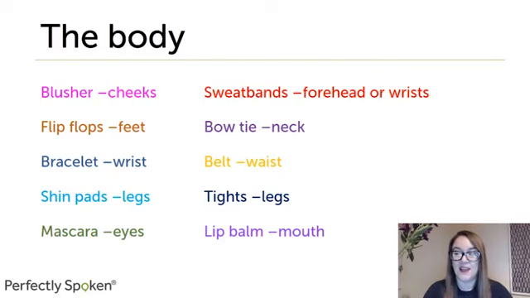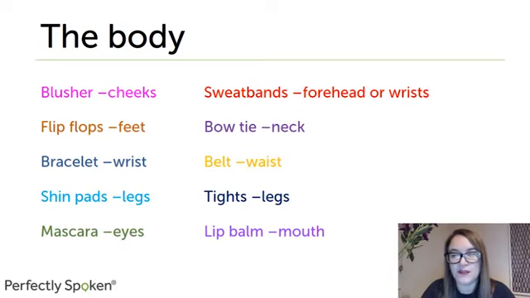How did you find that? Did you have to look some words up? No problem if you did. Let's check through the answers together. Okay, so blusher is for your cheeks. Blusher is makeup that you use to give your cheeks a colour. So in the winter time, for example, if you're wanting to give your cheeks a glow, you might put some blusher on your cheeks.